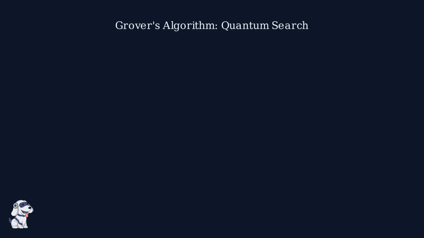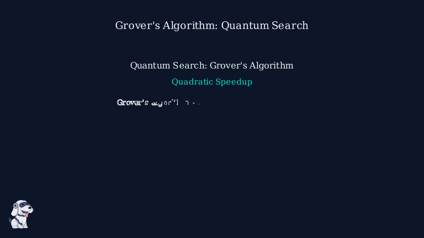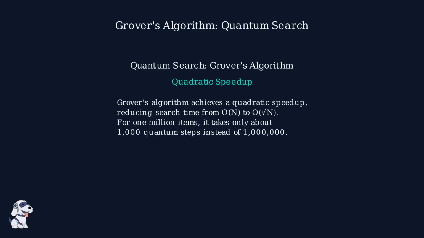Grover's algorithm revolutionizes how we search through unsorted databases by providing a quantum advantage. Classical computers use linear search for unsorted databases, requiring up to n steps to find a target item among n possibilities. For example, searching through a database of 1 million items could take up to 1 million checks in the worst case. Grover's algorithm offers a quadratic speedup over classical search.